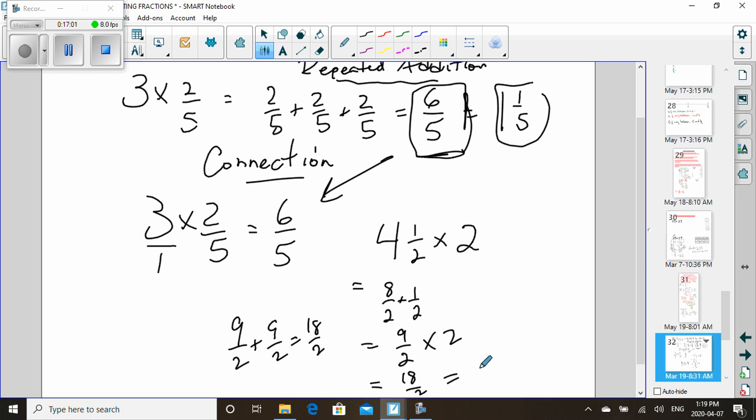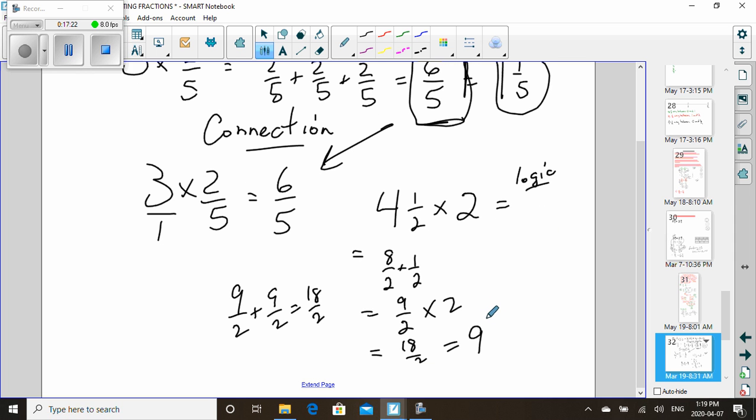And now what really is that? 18 halves. Fractions are division. How many 2s in 18? 9. And some of you might have thought that through at the top logically. Logic would suggest that 2 4 1/2s is 9. I know that some of you are easily able to do that. But that's how I would show it. Okay? And that's it. That's a review: adding, subtracting, proper, improper, mixed, multiplying by whole numbers.